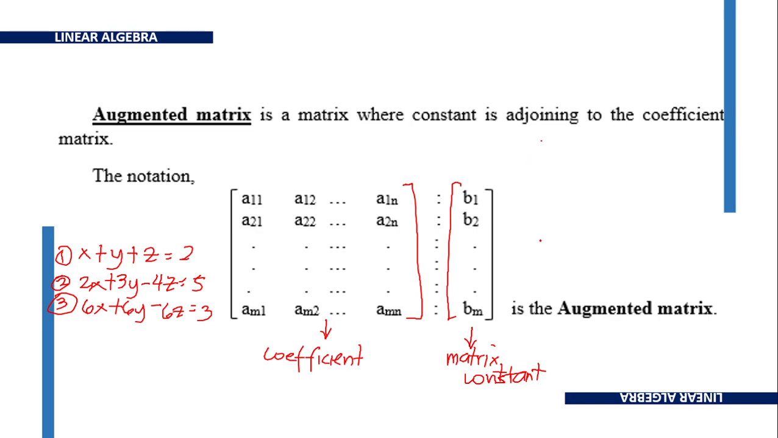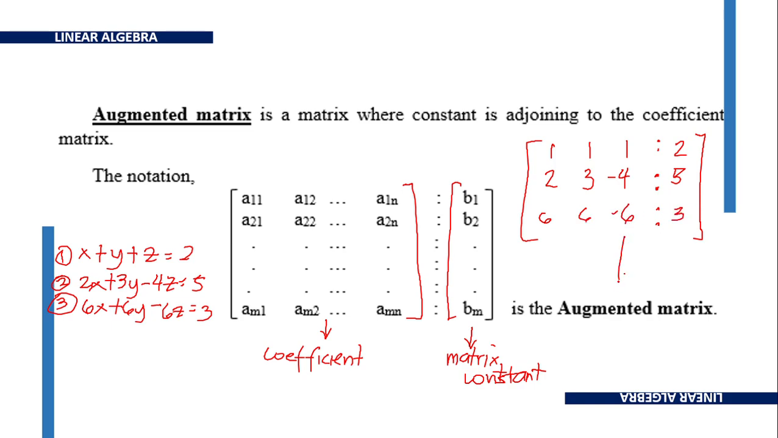So, gawin natin dito. We have 3 by 3 matrix. Okay? So, gawan lang natin din ng separation for the ating matrix constant. So, we have x plus y plus z is equal to 2. So, we have 1, 1, 1, 2. Then, we have 2, 3, negative 4, and 5. Then we have 6, 6, negative 6, and 3. So, this is our augmented matrix. Okay? Magkasama na yung ating coefficient matrix and matrix constant sa iisang matrix.